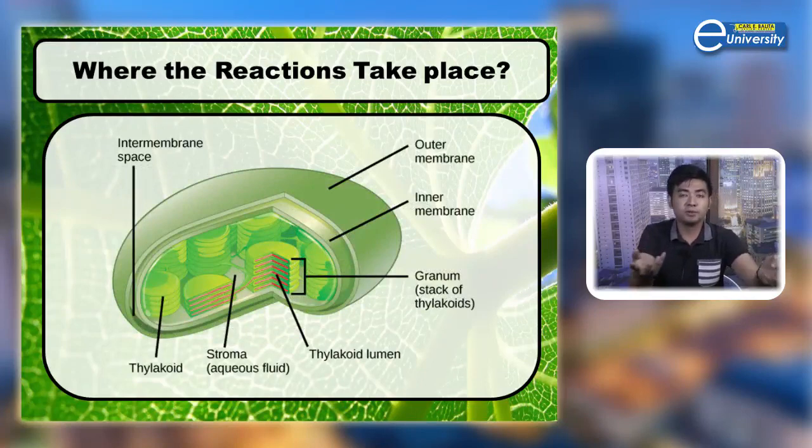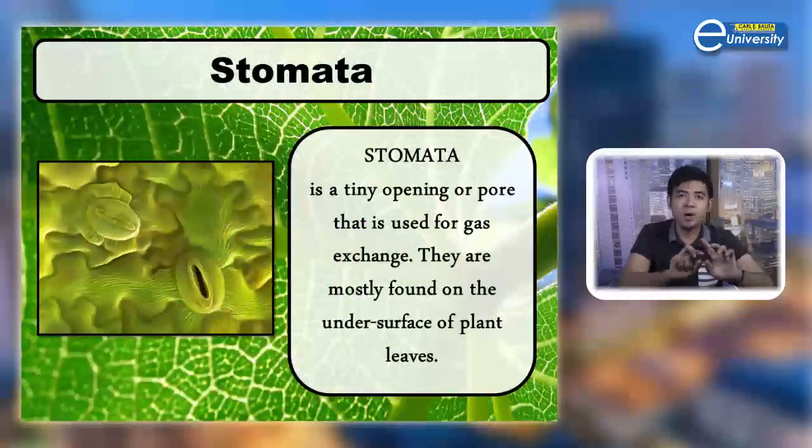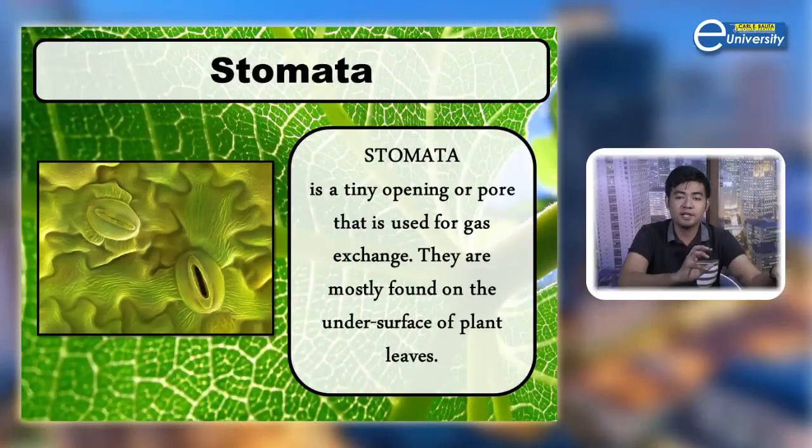Again, the chloroplast has a double layered membrane. We have the outer membrane and the inner membrane. We have the granum, or the stack of thylakoids. We have the thylakoid, the stroma, and the intermembrane space. How about stomata? Stomata are the tiny openings or pores that are used for gas exchange. Thylakoids found in the chloroplast contain the chlorophyll, which is responsible for collecting sunlight or light energy, while stomata serve as the site of gas exchange.